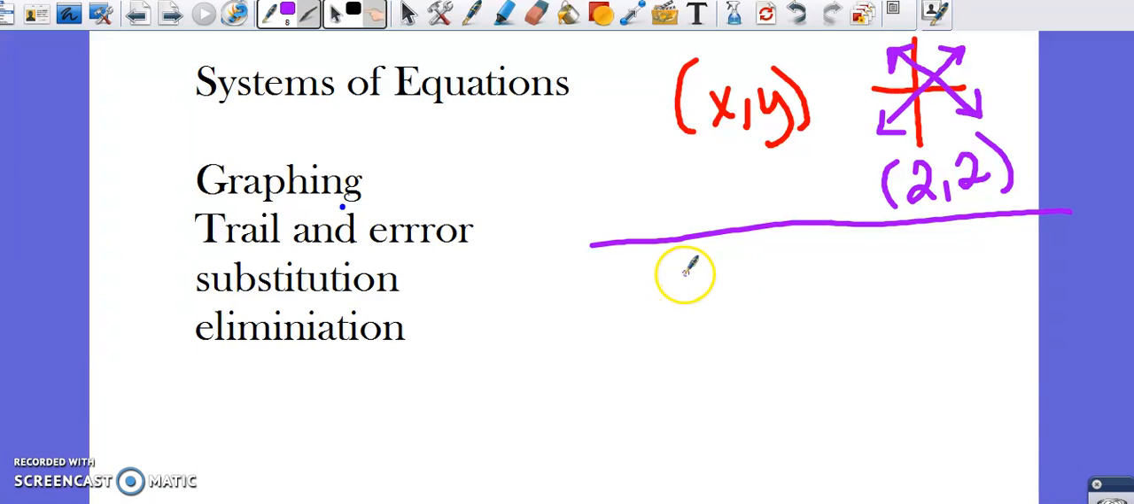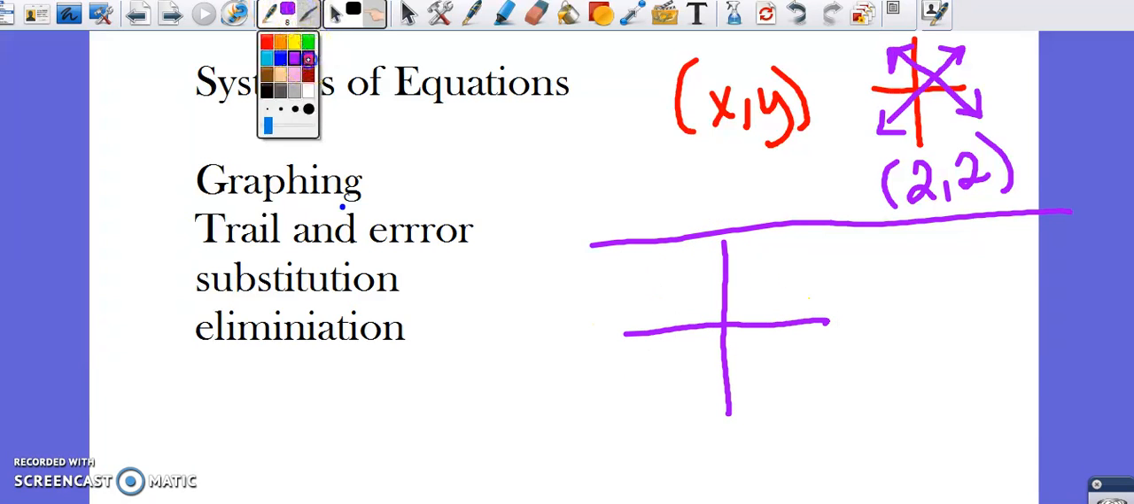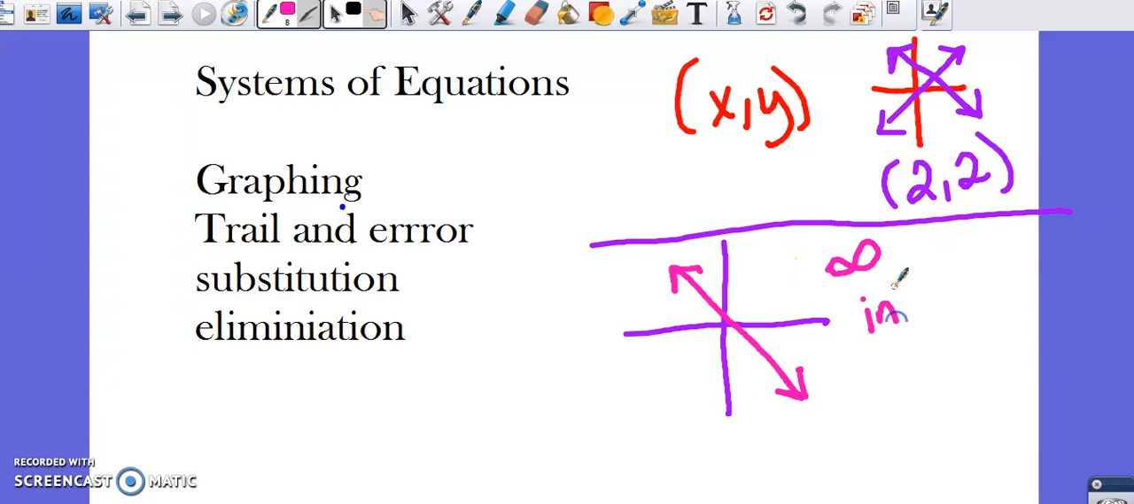Okay. Another thing that you could have on the coordinate plane, and it could be the exact same line, which means that they just lay on top of each other, and the solutions there are infinite. Or you would have to write every single one of them, but it's where they cross every single place. They cross everywhere because they're on top of each other.